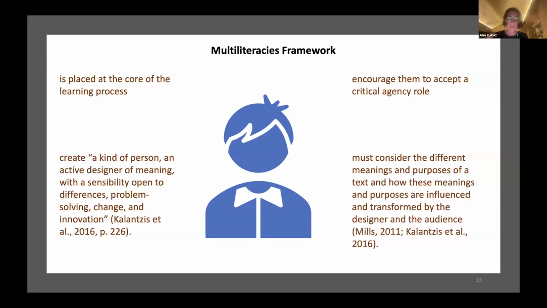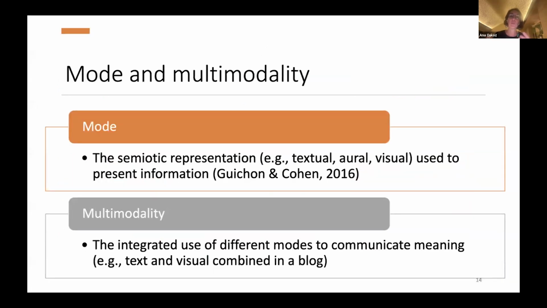From this perspective, digital feedback underscores the importance of the meaning-making process associated with writing and the learner as an agent in the process. And as we are talking about multimodality and multimodal text, we need to have a clear understanding of mode and multimodality. And we refer to the work of Bouchon and Cohen in 2016, which provides what we think are very good definitions. Mode is the semiotic representation, and it can be textual, oral, visual, used to present information. And multimodality is when we combine all those modes to create meaning.